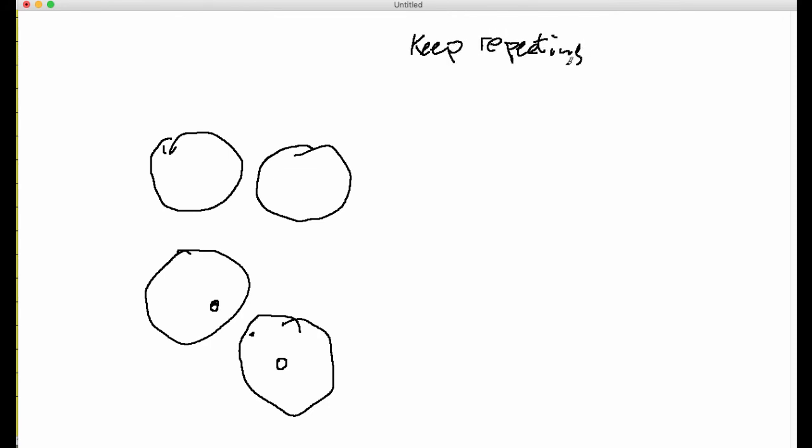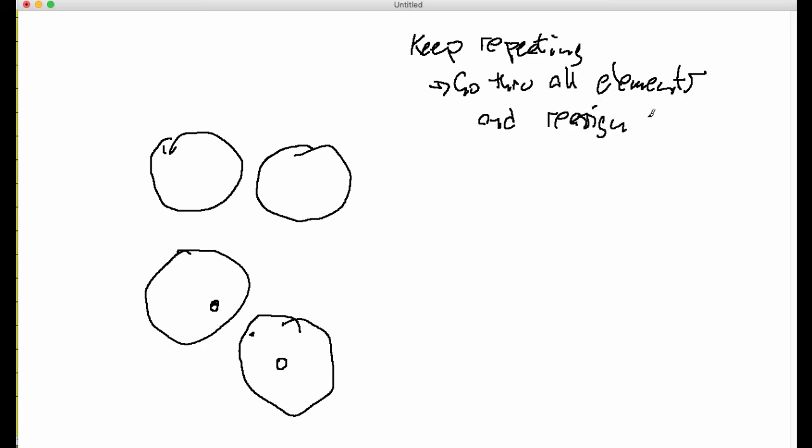We keep repeating. Well, repeating what? Go through all elements and reassign clusters. And then the question is, well, for how long? And the answer is, well, we're not so sure.